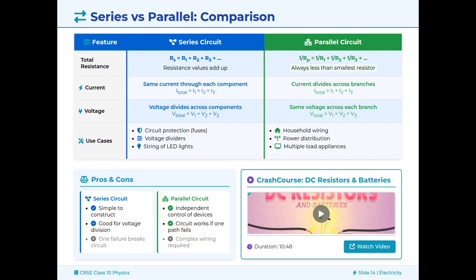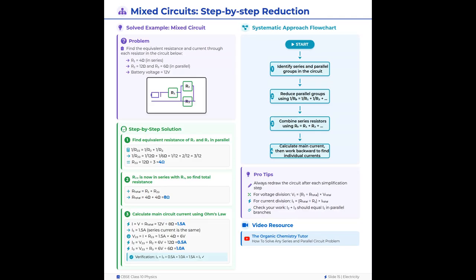To calculate the total resistance in a parallel circuit, we use the reciprocal formula. 1 over Rp equals 1 over R1 plus 1 over R2, and so on. A crucial outcome of this is that the total equivalent resistance in a parallel circuit is always less than the value of the smallest individual resistor. You see, this principle is exactly why our homes are wired in parallel. It ensures that every appliance gets the full mains voltage and can be operated independently.